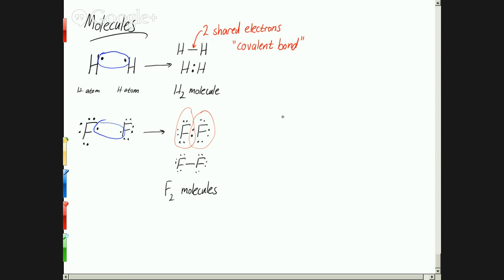What about oxygen? Let's look at oxygen. How many valence electrons for oxygen? So what's it going to do? Yeah, it wants 2 more. And actually, so what it does is it connects with another oxygen.